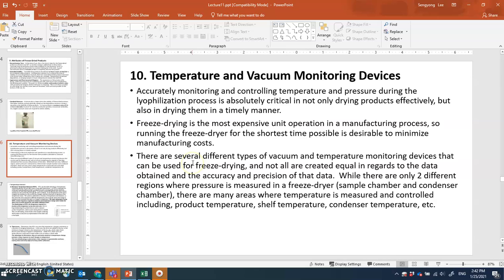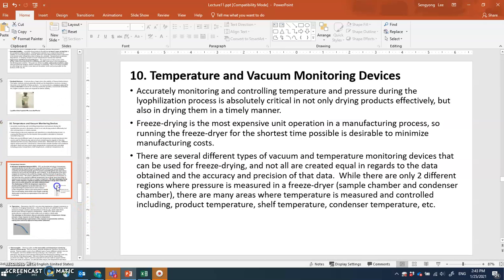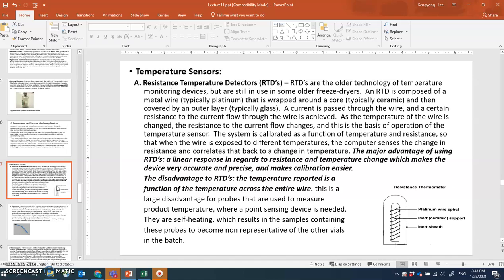Okay, and then temperature and vacuum monitoring devices. So in your freeze dryer, you have these monitoring devices. Again, these are not really pharmaceutical, but more of, I guess, machine-related issues. But when you sense the temperature, what are the most effective, sensitive temperature sensor devices? And that's what you're talking about.